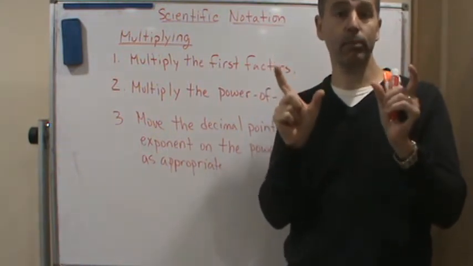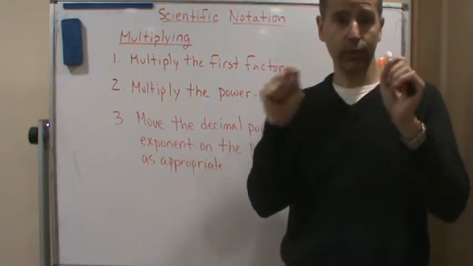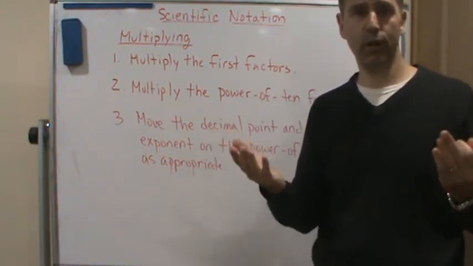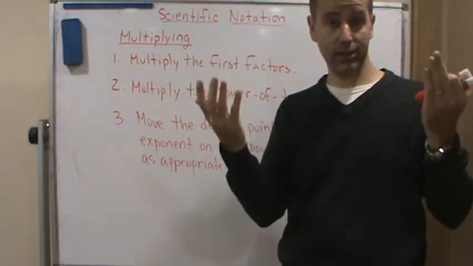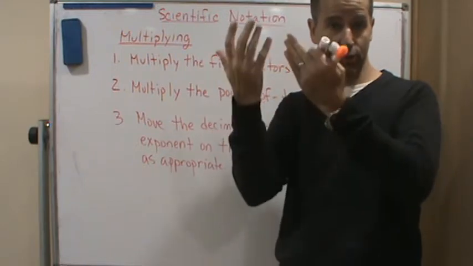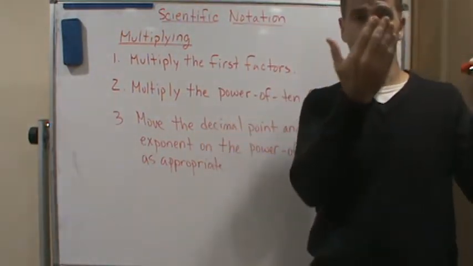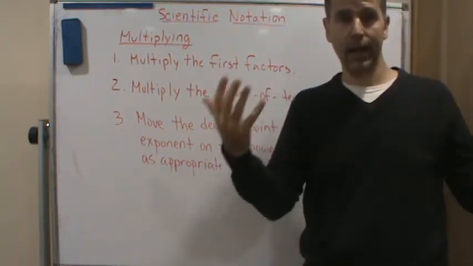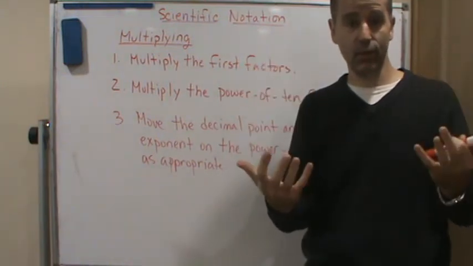Again, remember the commutative law for multiplication, right? So we can move things around with multiplication. In this case, we're going to bring the two first factors together. We're going to rearrange those so that we multiply the first two factors. And then we're going to rearrange and make sure we multiply the two power of 10 factors together, and then rewrite the result in scientific notation.